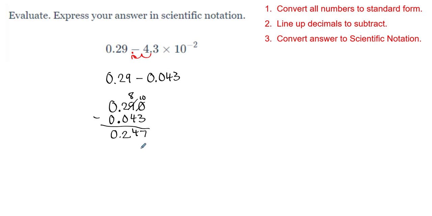So to put this into scientific, I need to have the decimal between the 2 and the 4. To move this one back, though, I would move it to the left, and that's going to tell us our power right there. So my final answer is going to be 2.47 times 10 to the -1. And that makes sense. It's a pretty small number, negative exponent.